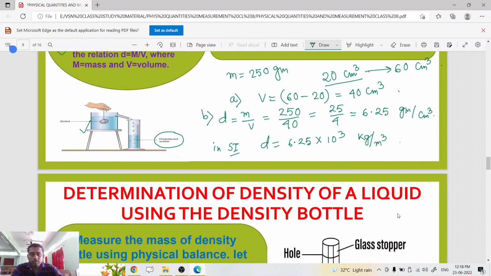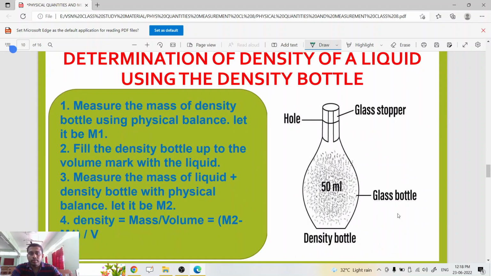Now we move to our next portion, that is determination of density of a liquid, not solid. We have to determine the density of a liquid with the help of a density bottle. You can see on the right side, this is a density bottle, and the volume of the density bottle is 50 ml. So inside the density bottle there is 50 ml of space. Here you can see this is the glass stopper, and this is one hole in the glass stopper, and it is made of glass.